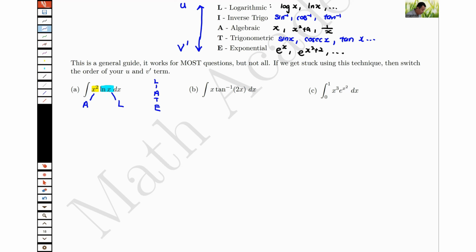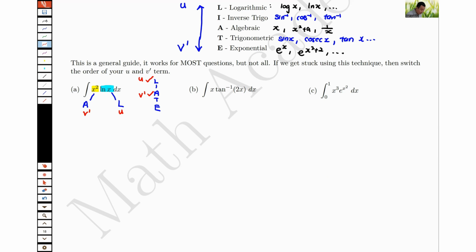who is higher up in the order? Higher up in the order is L. Lower down is A. The one that is higher up is your U term. The one that is lower down is your V prime. So this is your U, this is your V prime. Okay, let me be clear. I put beside here, this is V prime, this is U.